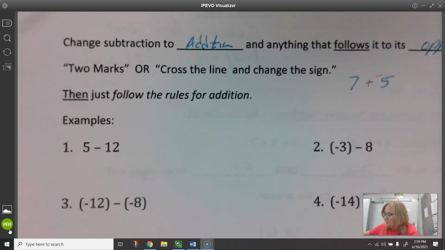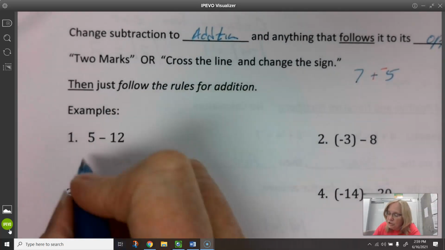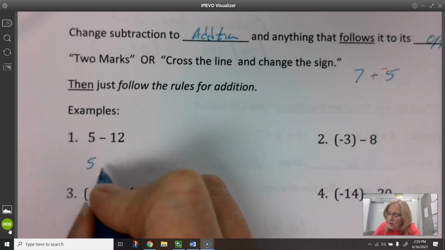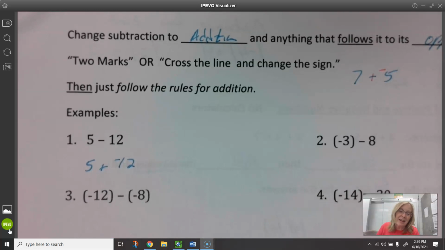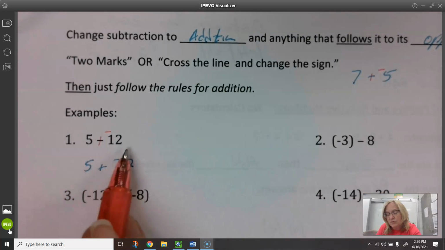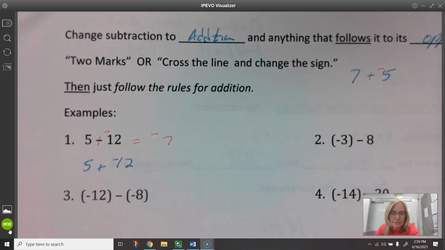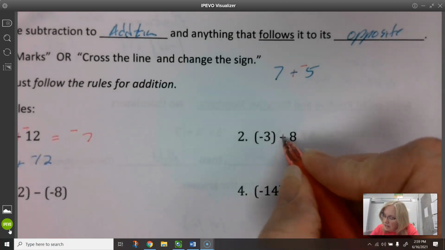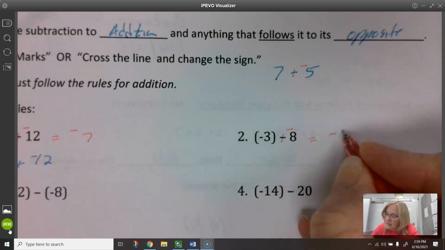So let's do a couple. So here we go. We're going to cross the line. Now, in 7th grade, what we were taught to do was to rewrite it to be 5 plus -12, which is great. That's awesome. But I get lazy sometimes. So I just cross the line and change the sign. Then I go to my rules for addition. My signs are different, so I subtract. I take the sign of the larger. Okay? Cross a line, change a sign. Now I use my rules for addition, -3 and -8. That's going to be a -11.